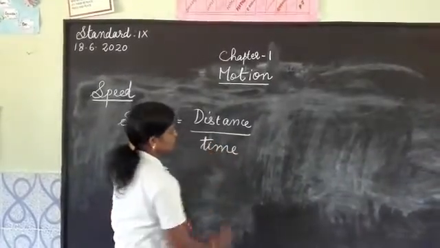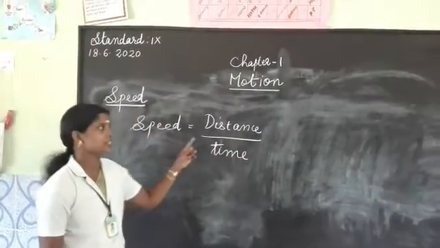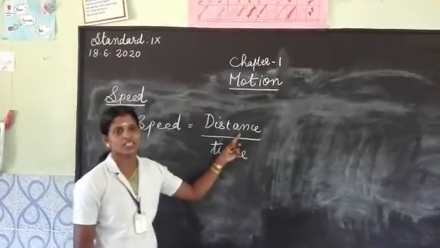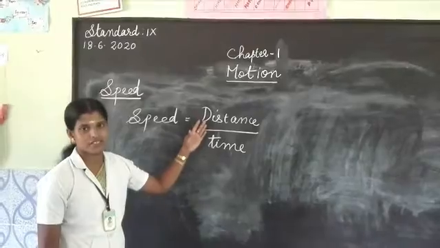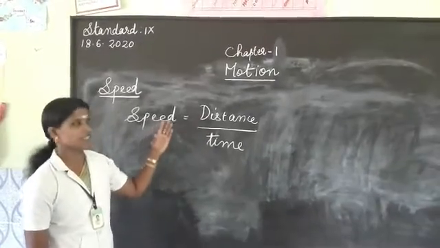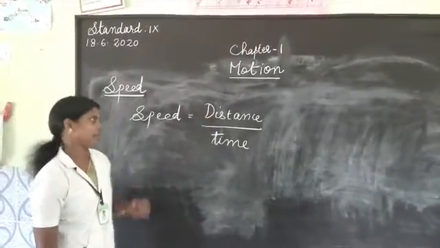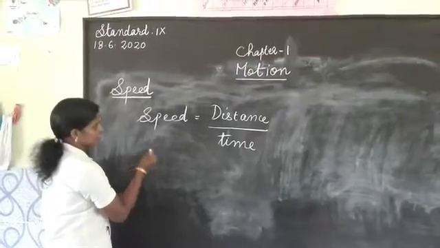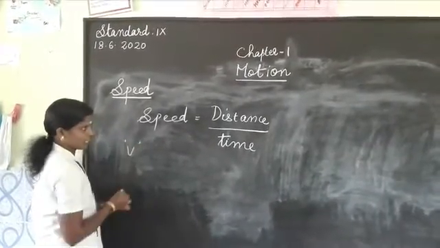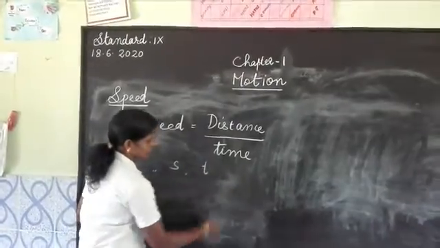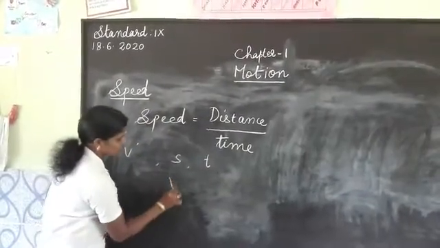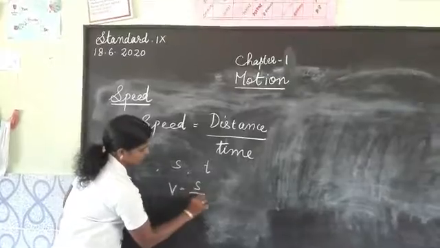What is the definition of speed? Speed is the distance travelled by an object in a particular time. So, speed is equal to distance by time. If we consider speed with the letter V, distance with the letter S and time with the letter T, we can write it as V is equal to S by T.